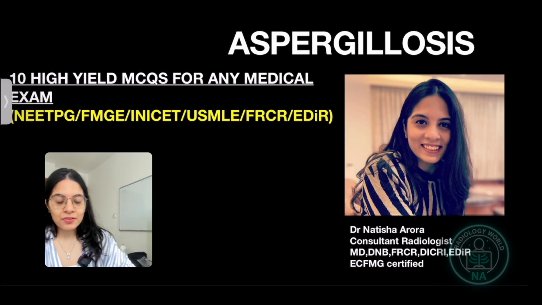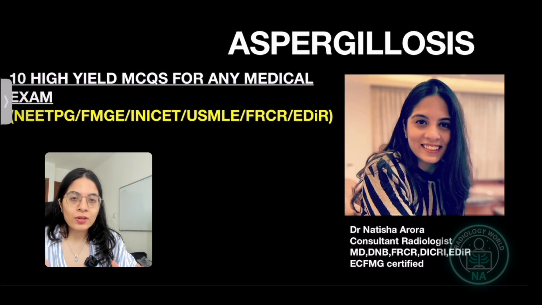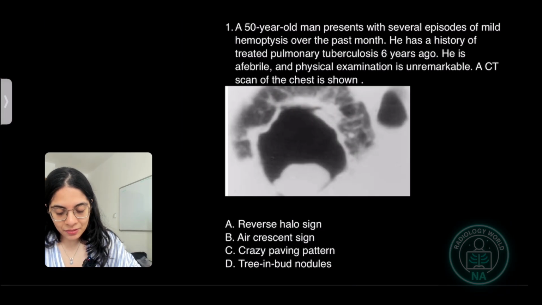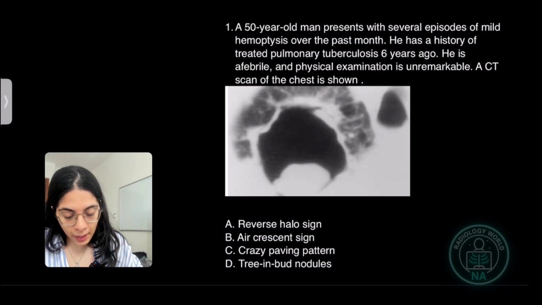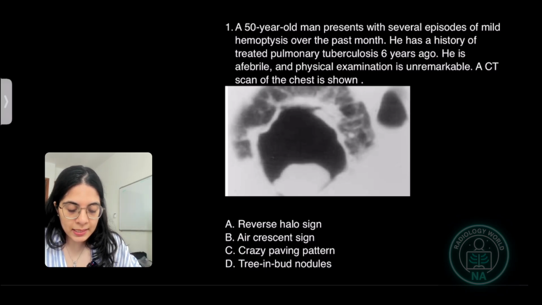Okay, so let's start with our first MCQs. I have tried to concise the entire concept of Aspergillosis and what they test in 10 MCQs. Okay, so let's start. The first MCQ is, a 50-year-old man presents with several episodes of mild hemoptysis over the past month. He has history of treated pulmonary tuberculosis 6 years ago. He is afebrile and the physical examination is unremarkable. A CT scan of the chest is shown.